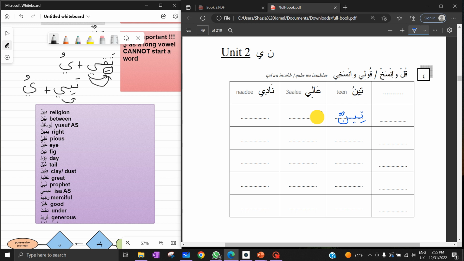Ain, above the line with continuation with the long vowel. Then lift up your pen, lam, and continue with the ya initial letter. Noon, continue with the long vowel elif, noon with dot and fatha, na, dal on the line with a kasra and ya, na, di. This is how you will write the vocabulary.